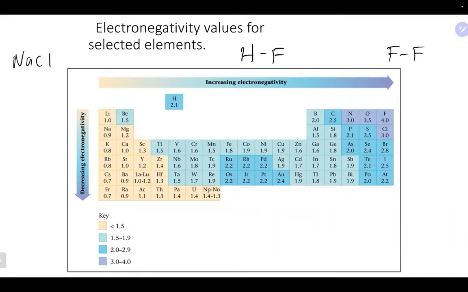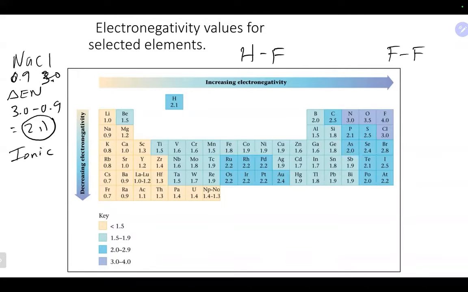We'll start with sodium chloride. Sodium's value on the table there is 0.9. Chlorine's value on the table is 3. Basically, we're just going to take the larger number minus the smaller, so we get a positive number. So the difference in electronegativity will be 3 minus 0.9. That is 2.1. So 2.1 is above 2, which tells us this is going to be an ionic bond.